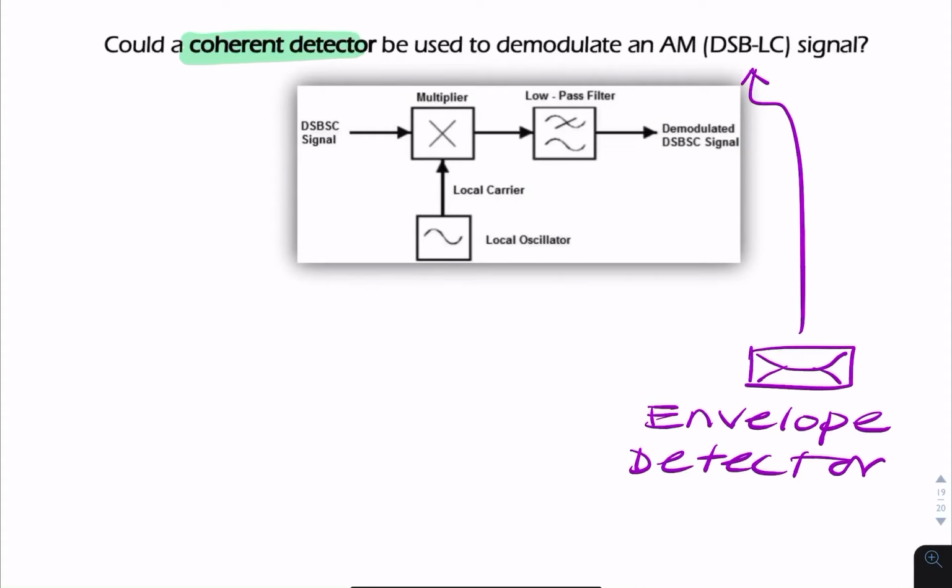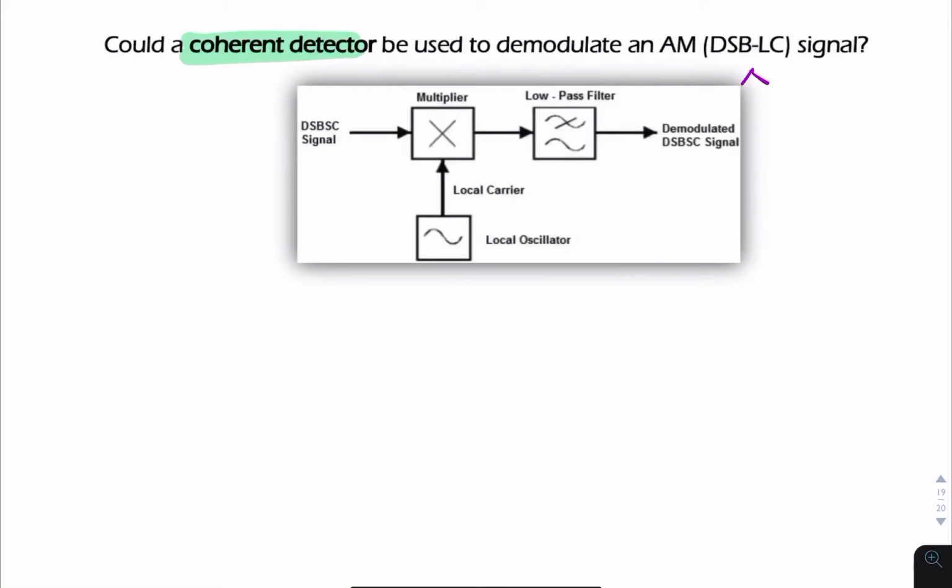So a simple rectifier and capacitor low-pass filter. So that's how we would normally demodulate AM. So the question is, can we use a synchronous, a coherent demodulator to detect and demodulate AM? Now, we can analyze this mathematically, and it's fairly straightforward.